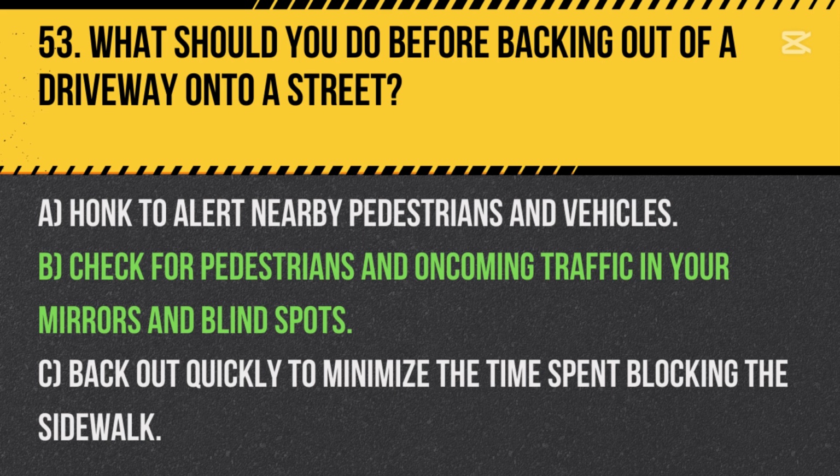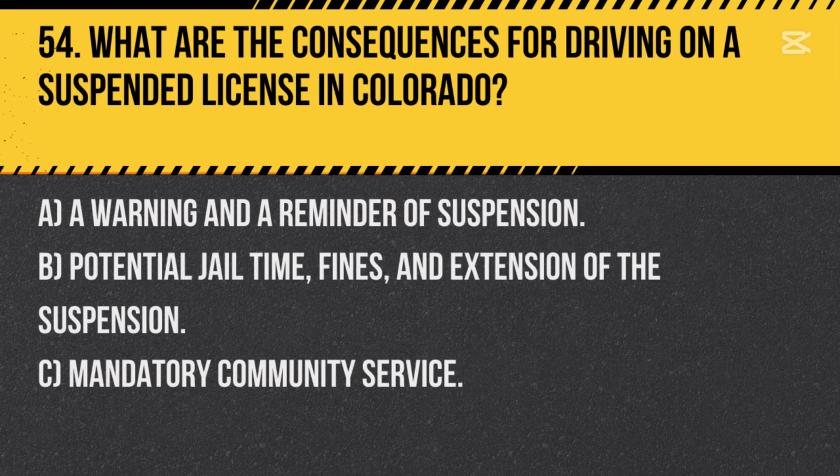Always ensure the path is clear before moving your vehicle to prevent accidents. Question 54. What are the consequences for driving on a suspended license in Colorado? A. A warning and a reminder of suspension. B. Potential jail time, fines, and extension of the suspension. C. Mandatory community service. Answer. B. Potential jail time, fines, and extension of the suspension.